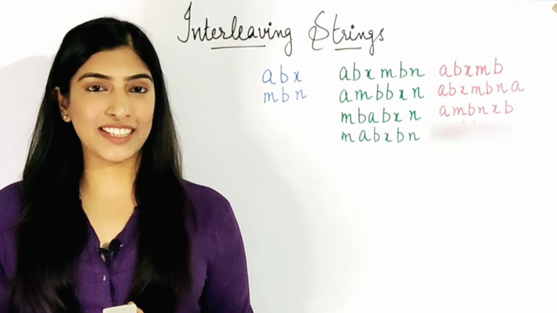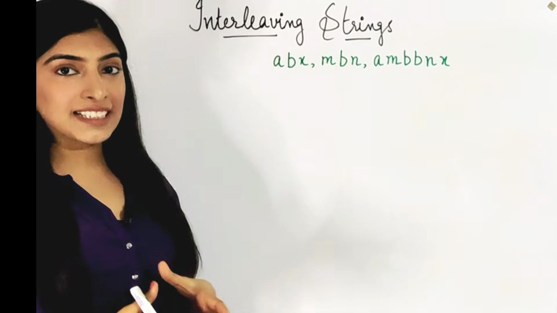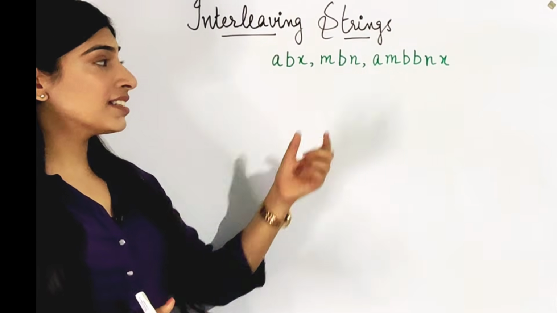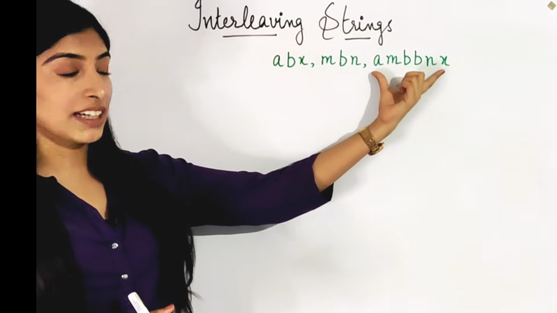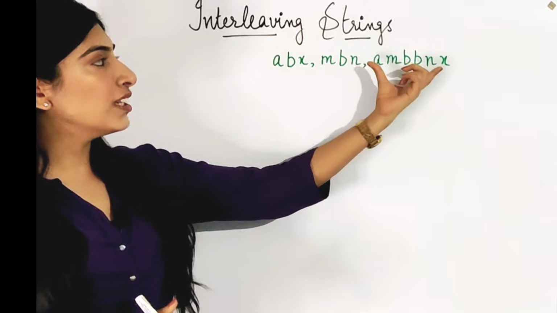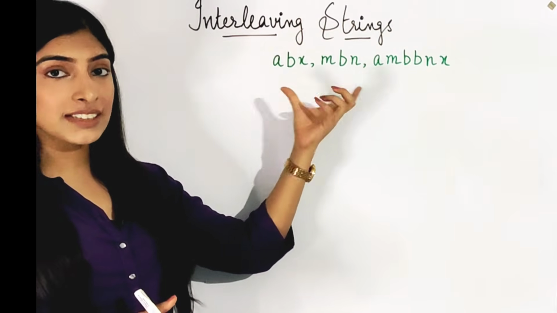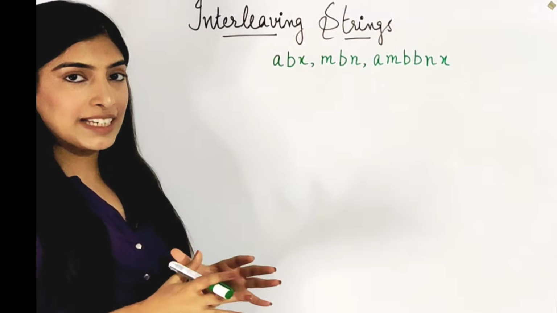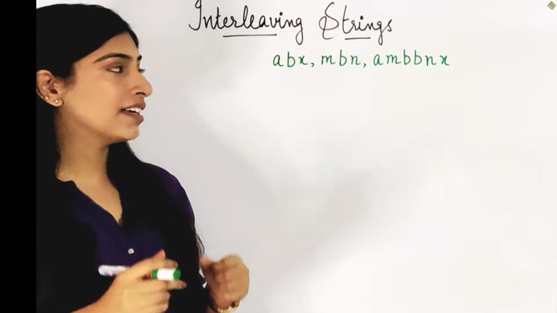Let's try to come up with a solution. Let's consider this example to build up our solution. So the first thing that we should check is that the length of this biggest string should be equal to the length of the first string plus the length of the second string. Only then it will be an interleaving of these two strings. If the number of characters is less or more, then it will not be an interleaving exactly, right? So that is the basic case.